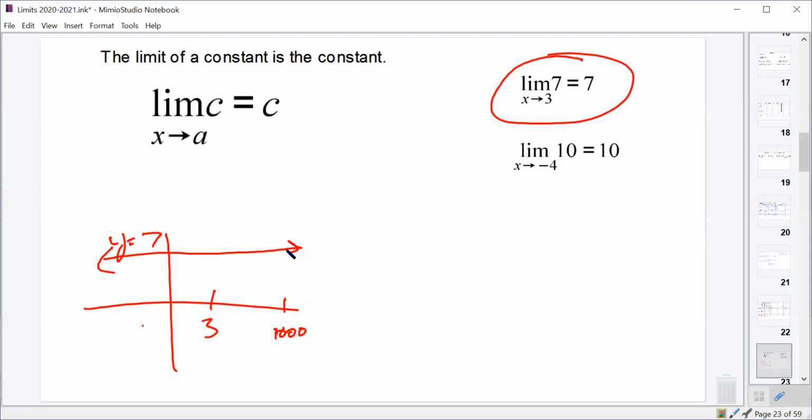Right? The limit as x approaches -4 of 10 is 10. The limit as x approaches 10,000 of pi is pi. Right? The limit of a constant is always just a constant. Any questions on that? All right, cool. You want to know that.